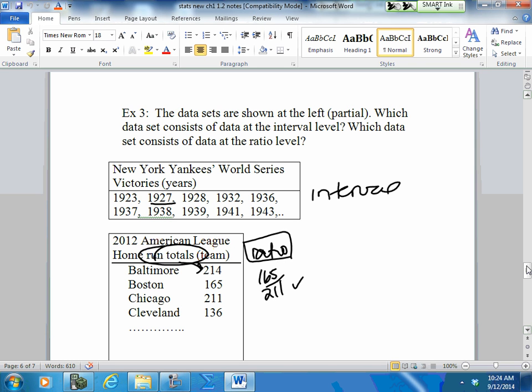We can almost say that this guy is 3/4 as much as that one. It doesn't have to be exactly half, but you'll be able to make a ratio. I got twice as many home runs as the other team does. Always start at the lowest one and keep asking, do I have a higher one?